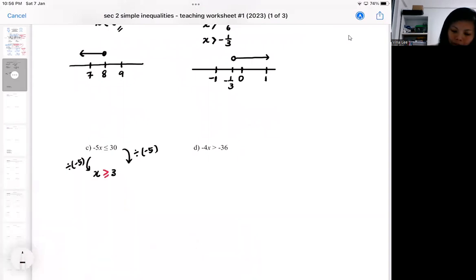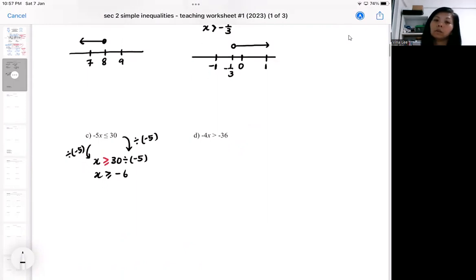So it will be 30 divided by -5. The answer will be -6. So we will need to draw a number line. So draw the surrounding numbers. And you will like the numbers that are greater or equal, so it is on the right side. On the right side of -6 are all the numbers that are greater or equal.